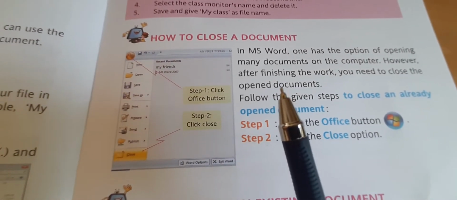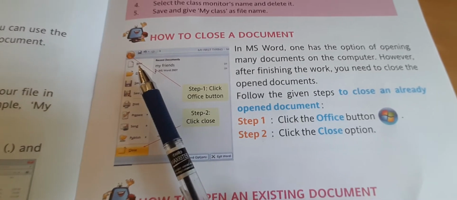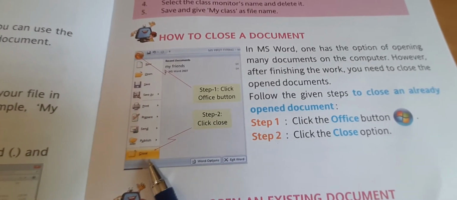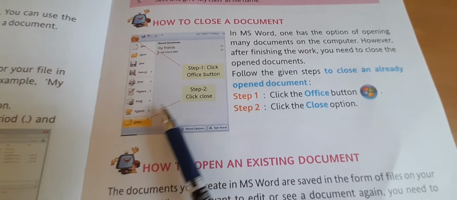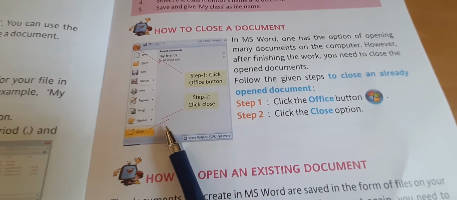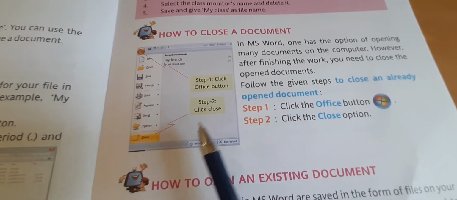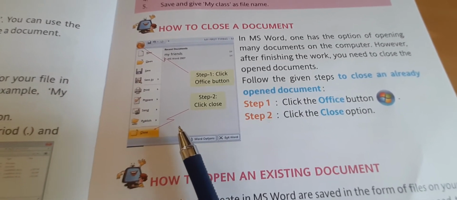So how will you close? You will click on the Office button and there you will click on this Close button. Fine, and this will close the document on which you were working at that time.